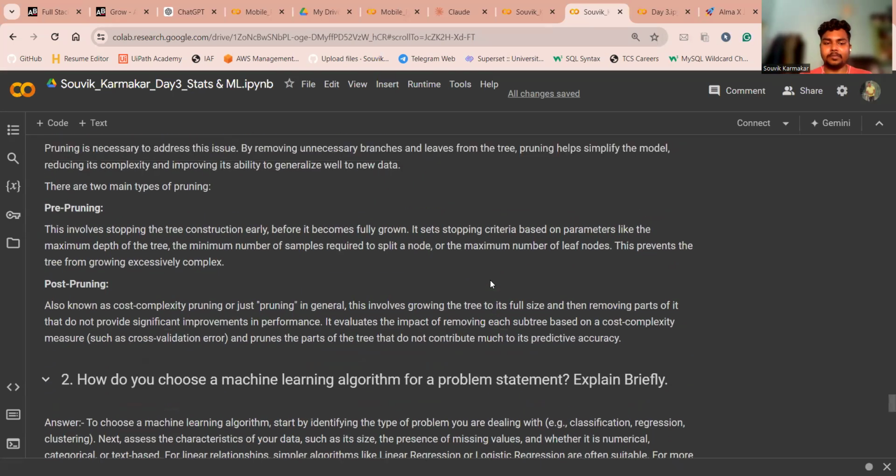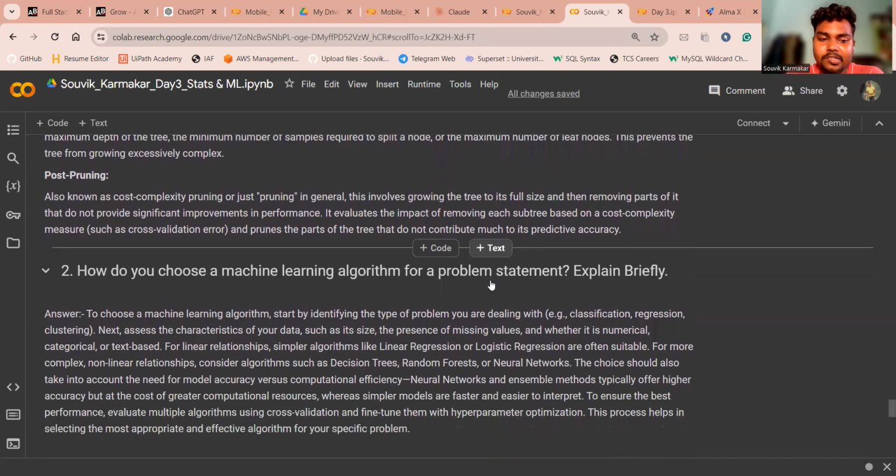Pre-pruning means we stop the tree construction early, before it becomes fully grown. Post-pruning, which we can also call cost complexity pruning or just pruning in general, involves growing the tree to its full size and then removing parts of it. So that's all about pruning.